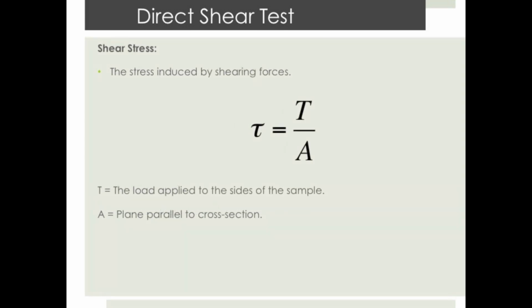Shear stress occurs on the plane parallel to the cross-section. It is the side of a cylinder, but we often deal with cubes of soil, and the top would also be considered a side. A here is taken to be the plane parallel to the cross-section, and T is the force applied to the sides of the sample.